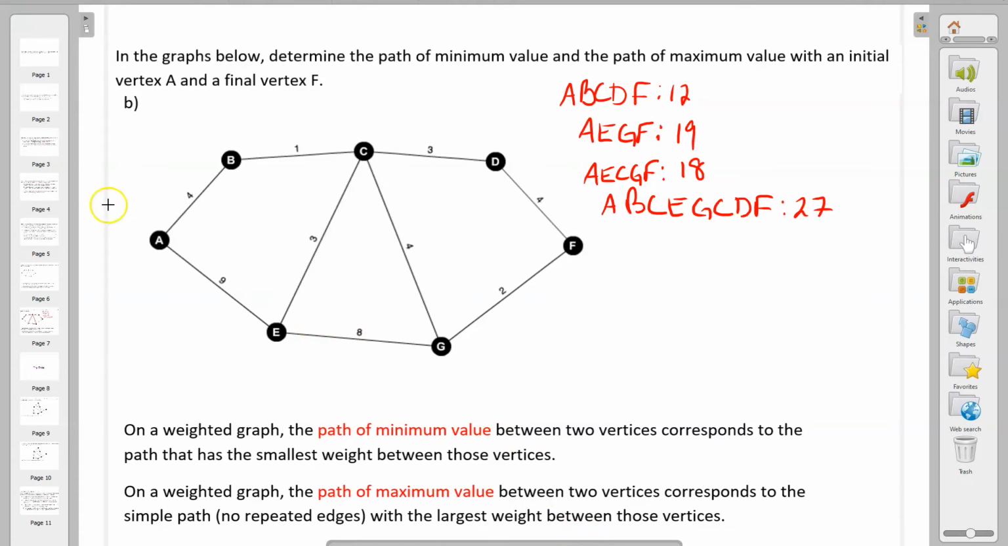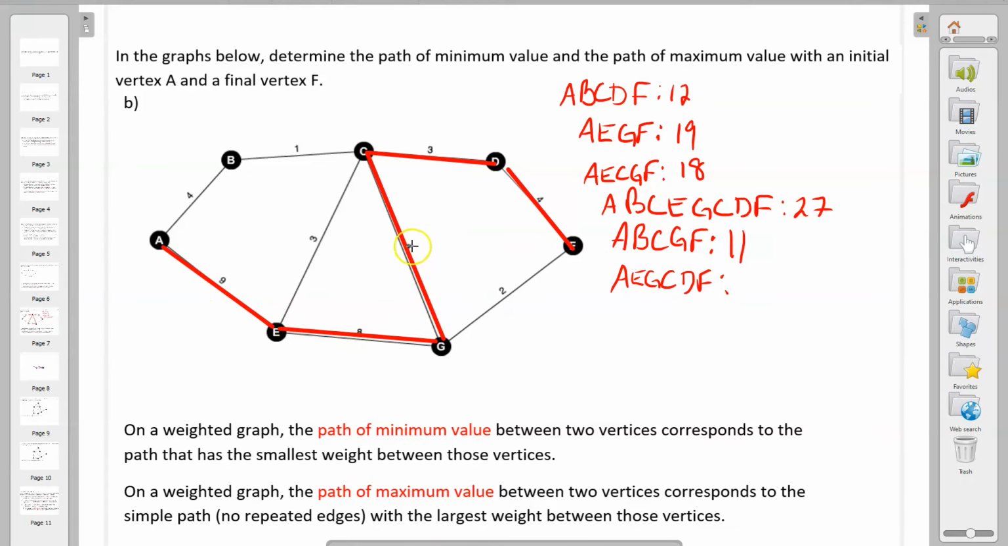Have I overlooked any routes? How about this one? A, B, C, G, F. 4 plus 1 is 5, plus 4 is 9, plus 2 is 11. At this point, I think I've exhausted all the possible alternative paths. There's one more path we'll try. A, E, G, C, D, F. 9 plus 8 is 17, plus 4 is 21, plus 3 is 24, plus 4 is 28.